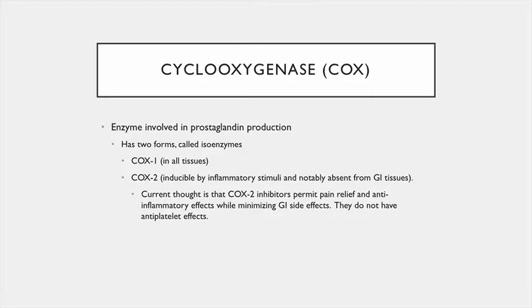So remember, these drugs are often used in inflammatory conditions, and we're trying to not mess up the GI tract. So that COX-2 enzyme was a very important enzyme in this whole development process, because we feel that if we were able to inhibit that COX-2 enzyme, which is inducible by inflammatory stimuli but absent in GI tissues, that would permit the relief of the pain, so it would cut the pain pathway, and also the inflammatory effects. So it would be analgesic and anti-inflammatory, but minimize the GI side effects, right?